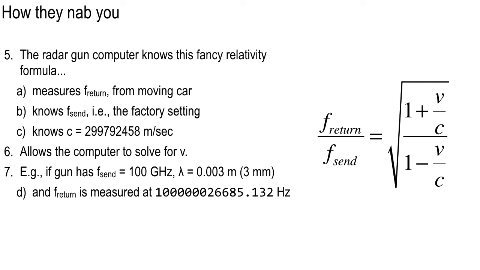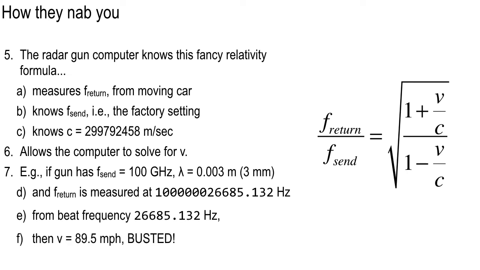If the factory setting is 100 gigahertz, for radar, that's up in the radar region. Wavelength 3 millimeters. Then he might get a return signal just a little bit above that. Go ahead and write down all the digits. Let's see if I can count it. 1, 0, 0, 0, 0, 0, 0, 2, 6, 6, 8, 5.132 hertz. All right. So that means it's higher than 100 gigs. Okay, it's a little bit higher. And here's the beat frequency, 26,685.132 hertz. And he'll be able to measure that much precision.